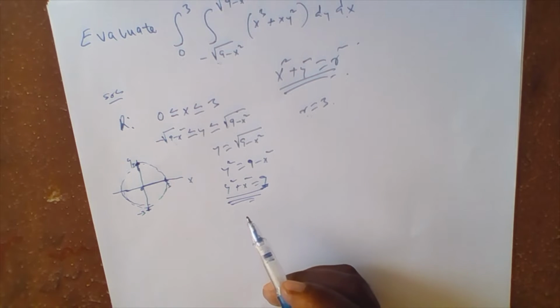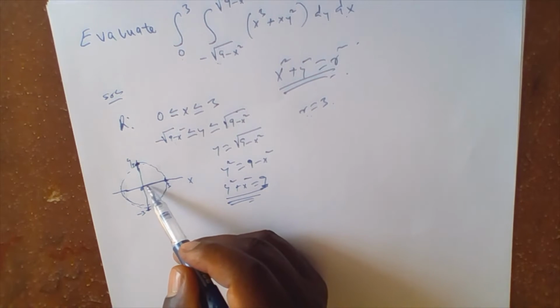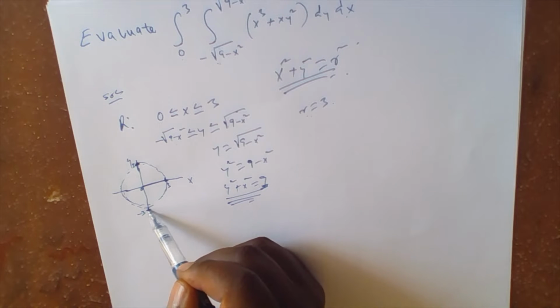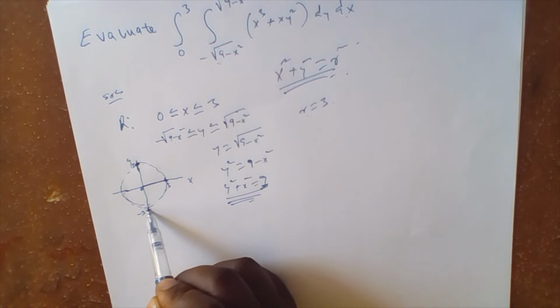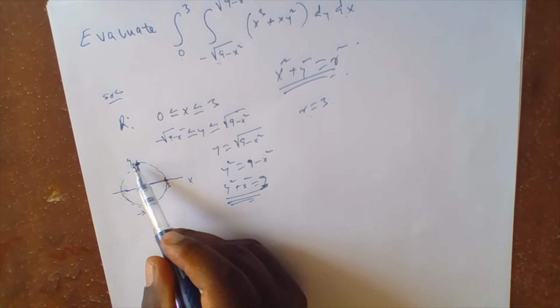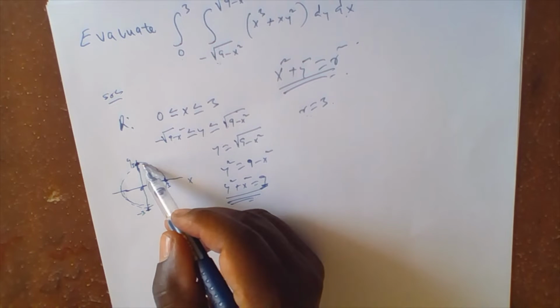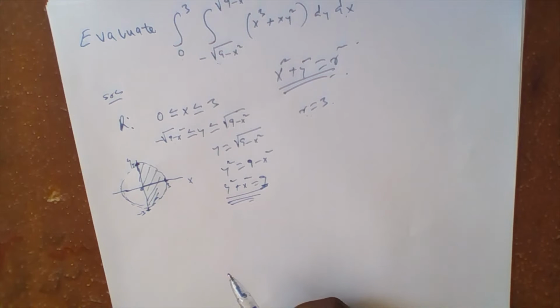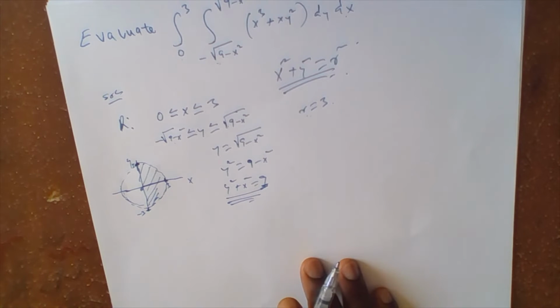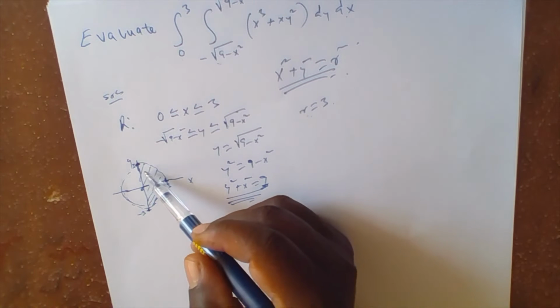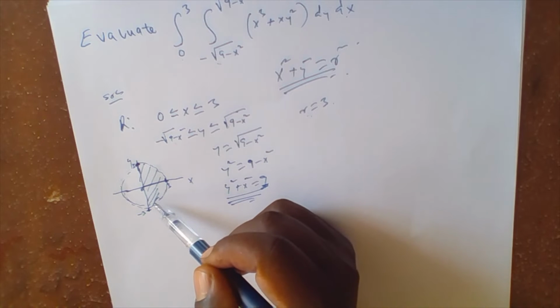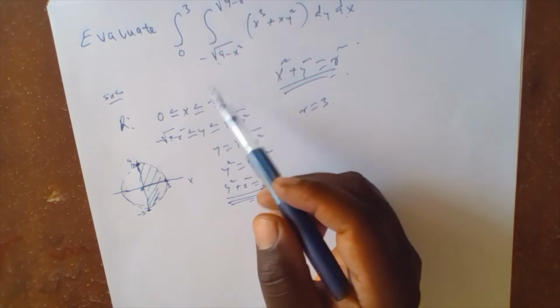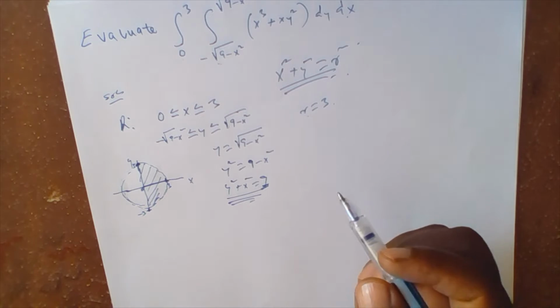But which is the region? So if this is x to 3, and for y, we are integrating y from negative 3 to positive 3. Therefore, this is the required region. That is the required region. Now, after getting the required region, we need to change all this into polar form.